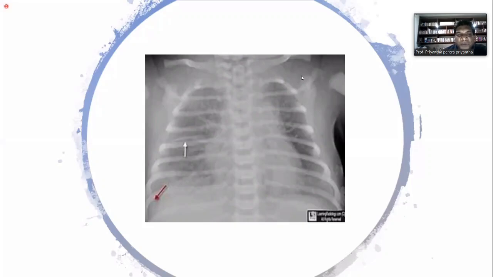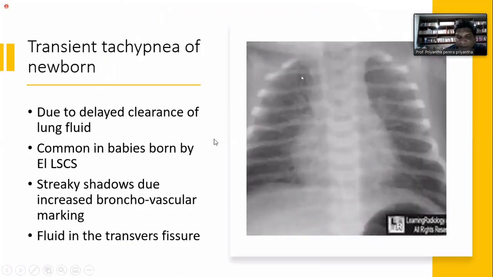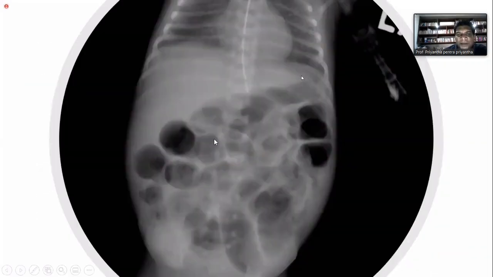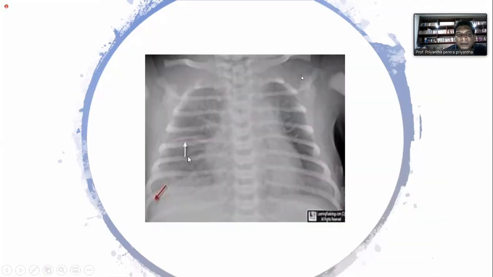So the most important X-ray feature is increased bronchovascular markings. You can see the bronchovascular markings are very thick, and this arrow. What is the arrow indicating? Anybody? Can anybody guess? That is the transverse fissure, right?